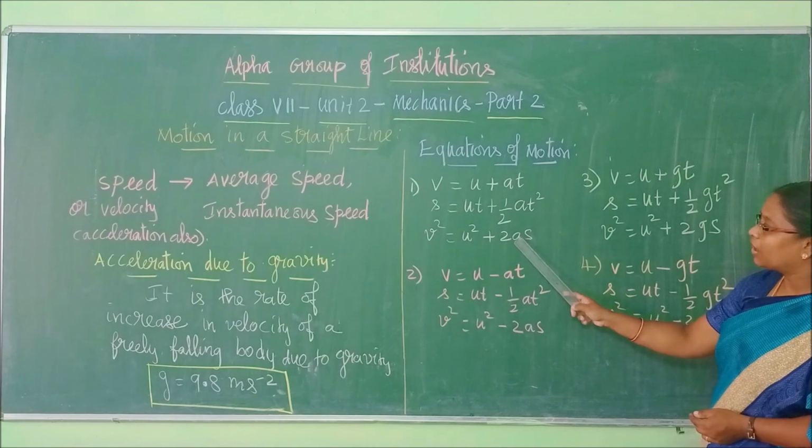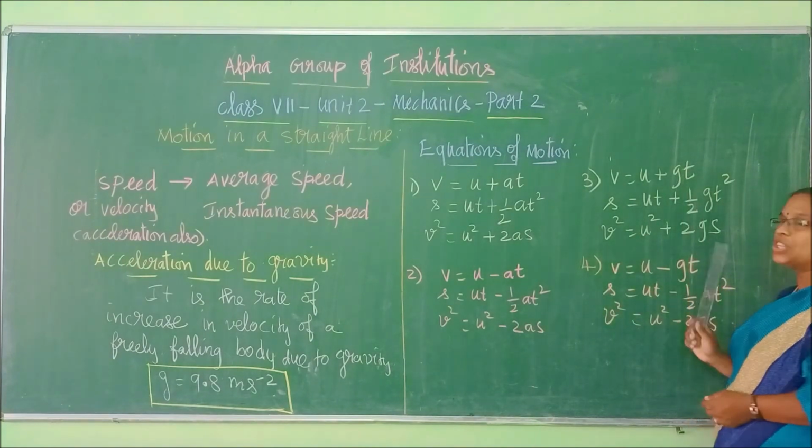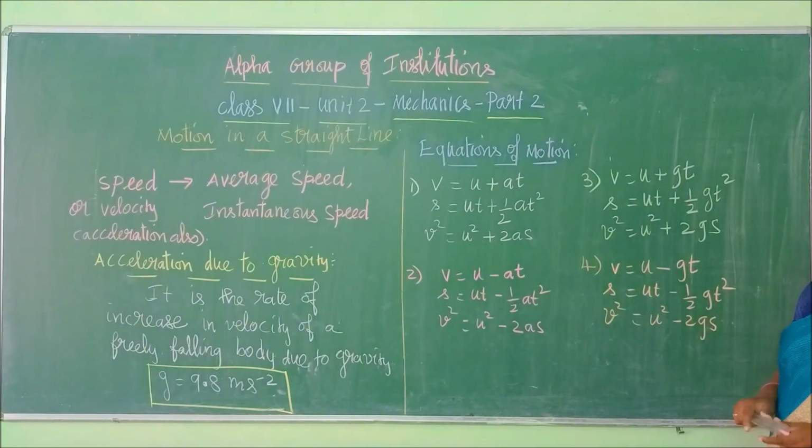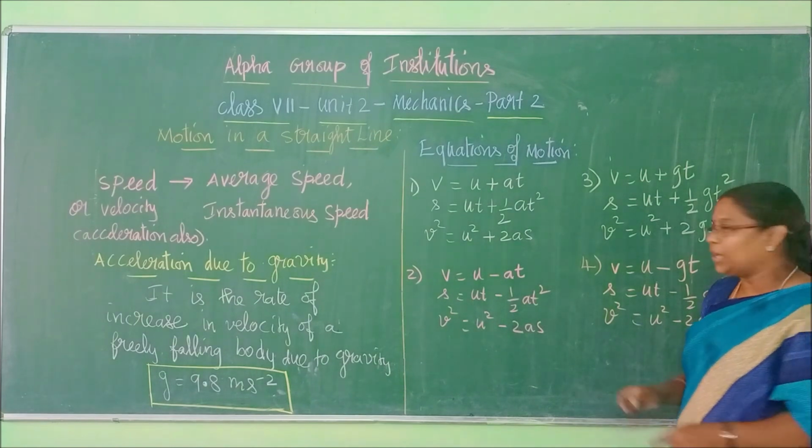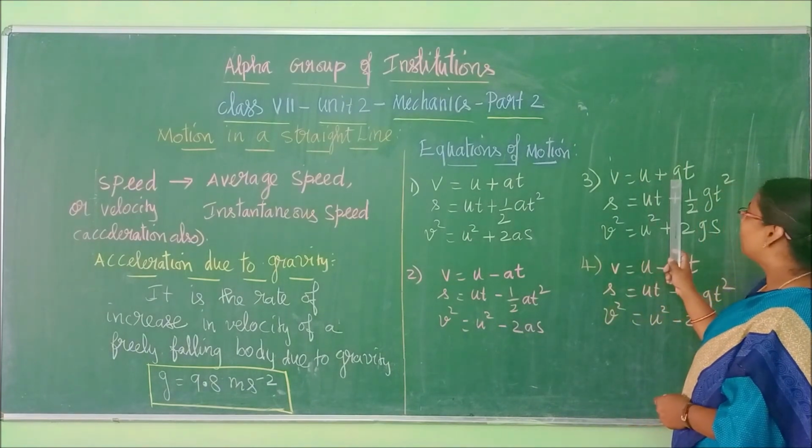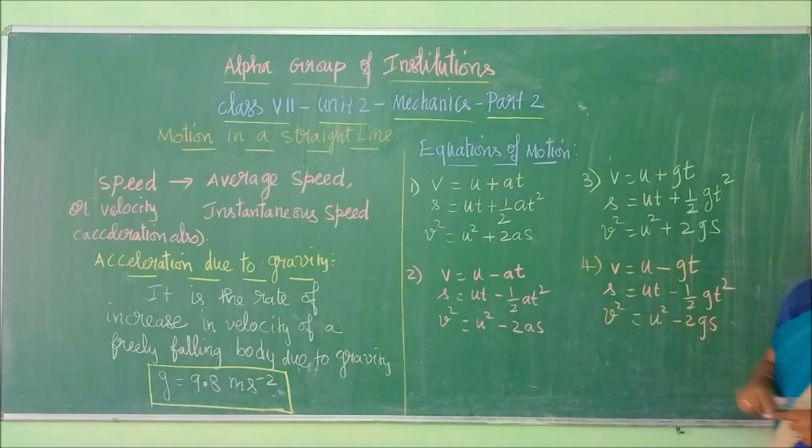So these three sets of equations will change like this. Wherever you have A here, replace it with G. Now read out the equations for a freely falling body. V is equal to U plus GT. Second equation of motion, S is equal to UT plus half GT square. V square is equal to U square plus 2GS.